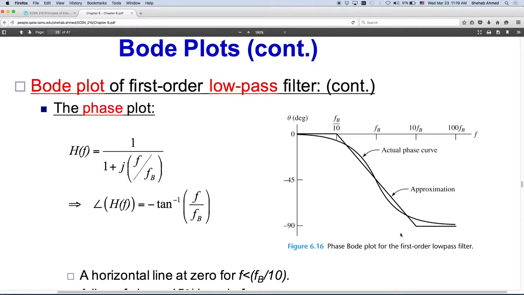This connection between them will depend on the order of the filter, right? How steep this is between 0 degrees and minus 90 degrees, where exactly it happens, will depend on the order of the filter. For a first order filter, this is sort of how it looks. It's fb over 10, and 10 fb are sort of the asymptotes for the phase angle. And this is the actual value that we have here, right? So just direct substitution into this equation.